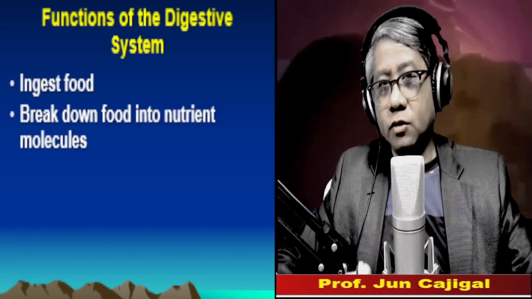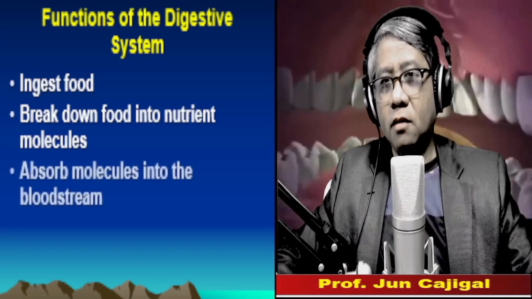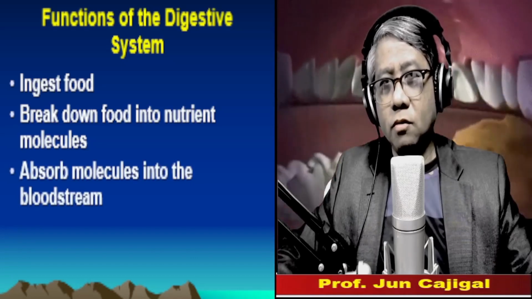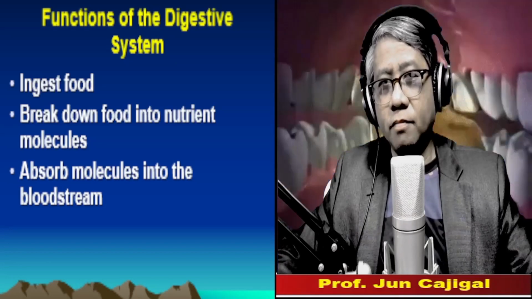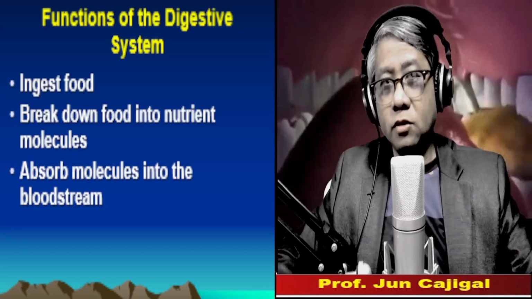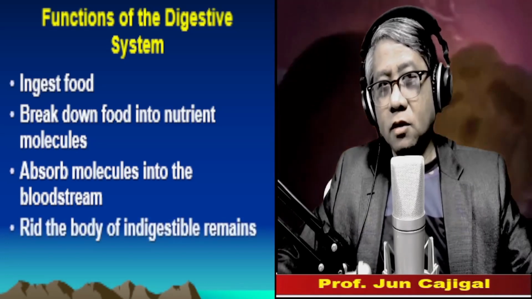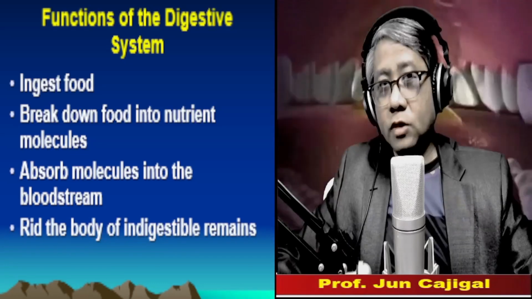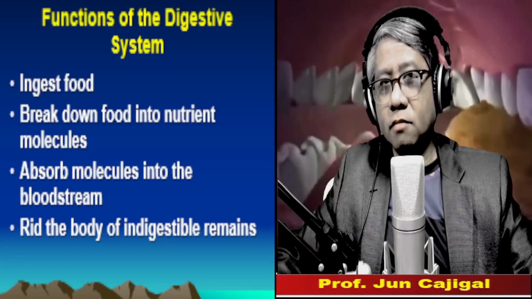And once food is broken down into those smallest units, then the body must absorb those biomolecules, which eventually enter into the circulatory system. The digestive system is also responsible for getting rid of indigestible or waste materials. So those are the different functions of the digestive system.